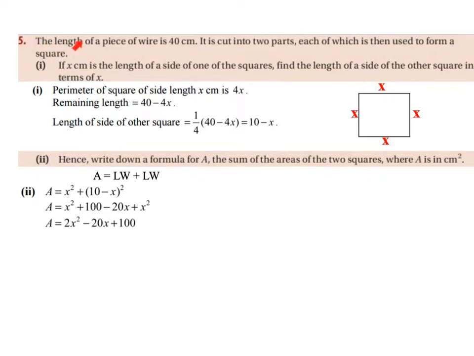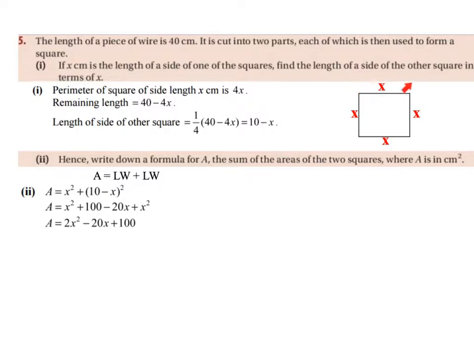The length of a piece of wire is 40 centimeters. It is cut into two parts, each of which is then used to form a square. Part 1. If x centimeters is the length of a side of one of the squares, find the length of a side of the other square in terms of x.